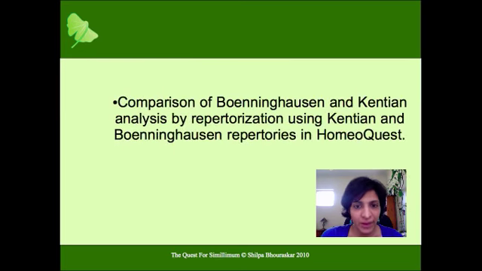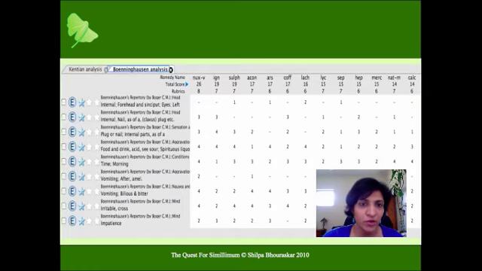So let's compare them, the two comparisons. So let's look at first the Boenninghausen analysis. Now, these are my symptoms. I've actually made rubrics out of those. So internal headache in the forehead, above the left eye.